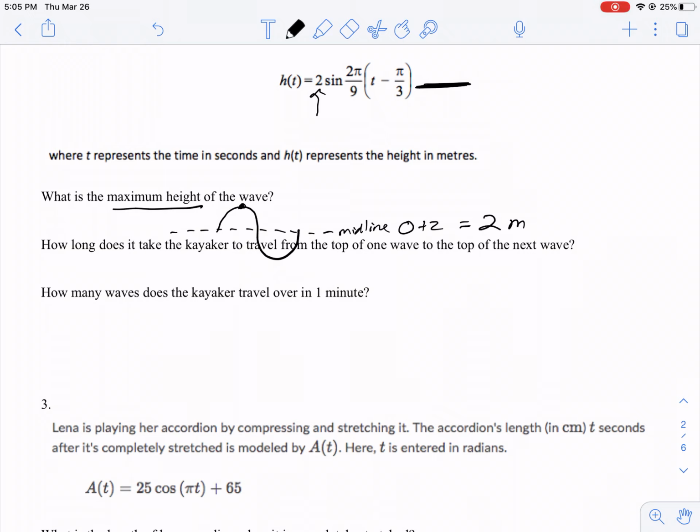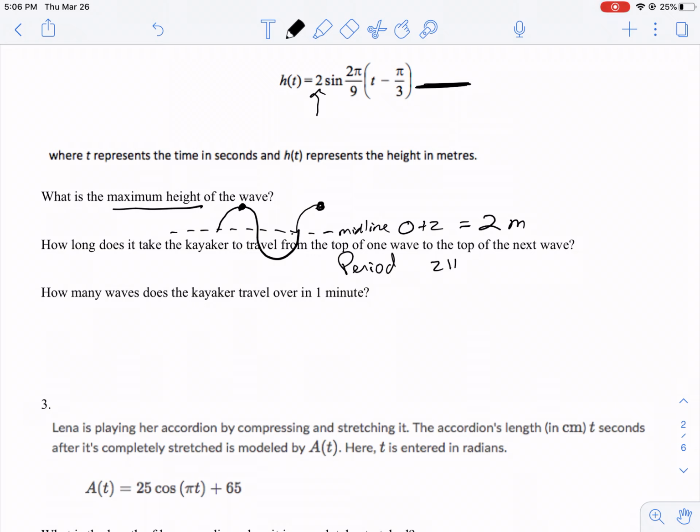How long does it take the kayaker to travel from the top of one wave to the top of the next wave? Well, here's the top of this one. So that means I'm not starting at the beginning, which is at the ocean level when it's calm. I'm going to start at the top. So I have to go to the top of the next wave, which still makes one full cycle. See how it almost looks like a cosine curve now? So the top of one wave to the top of the other wave is one full cycle, which is the period.